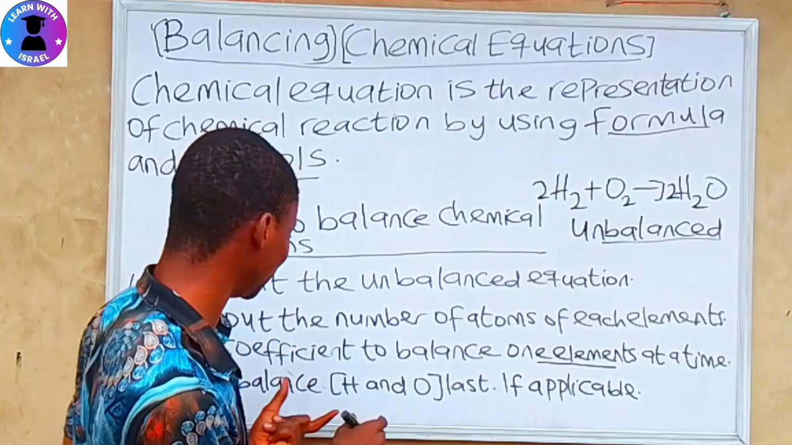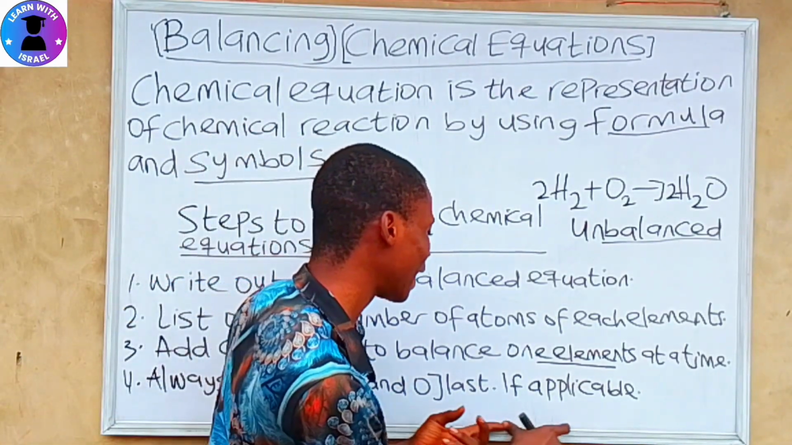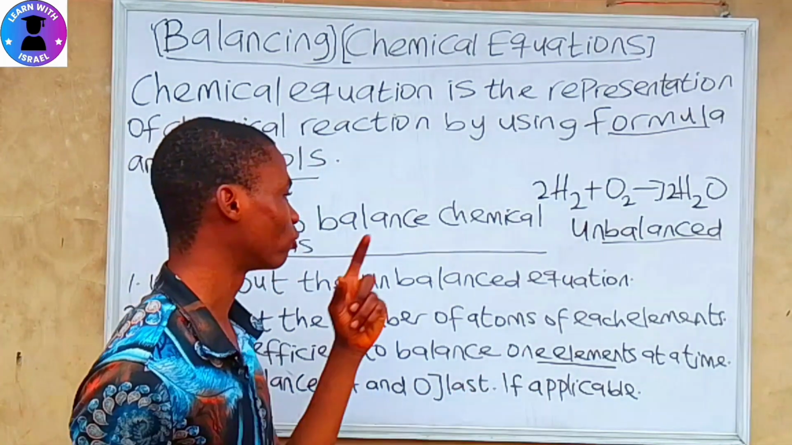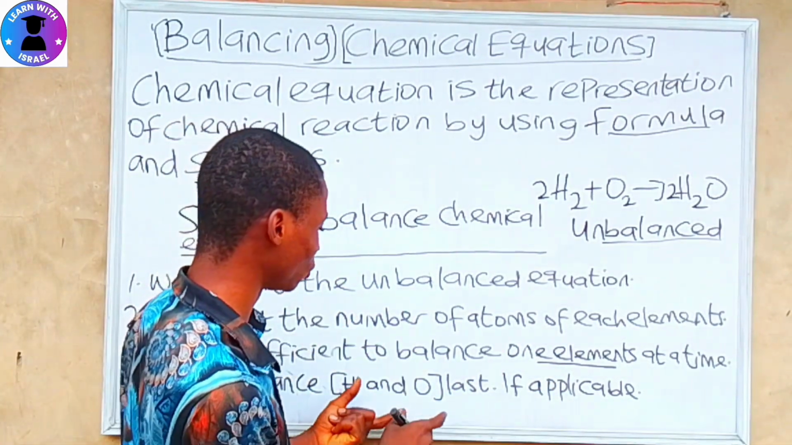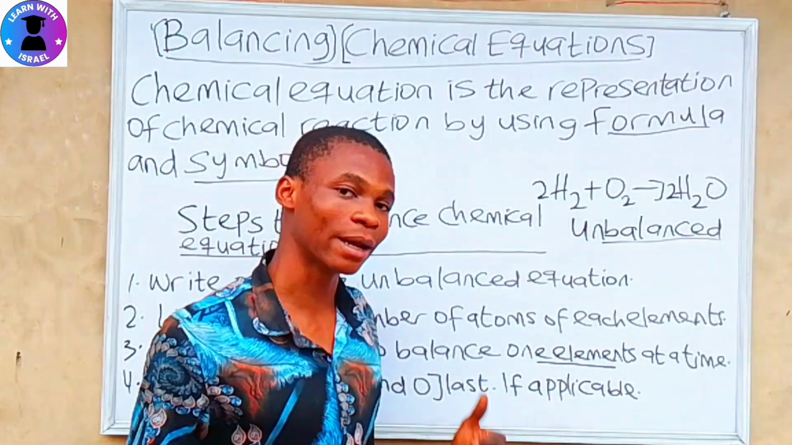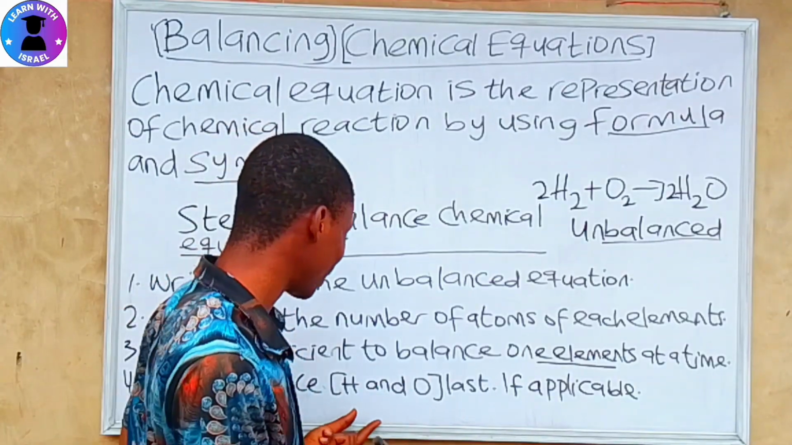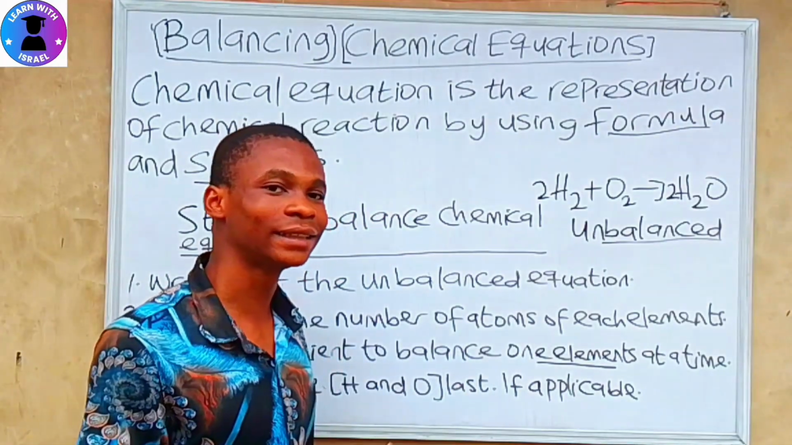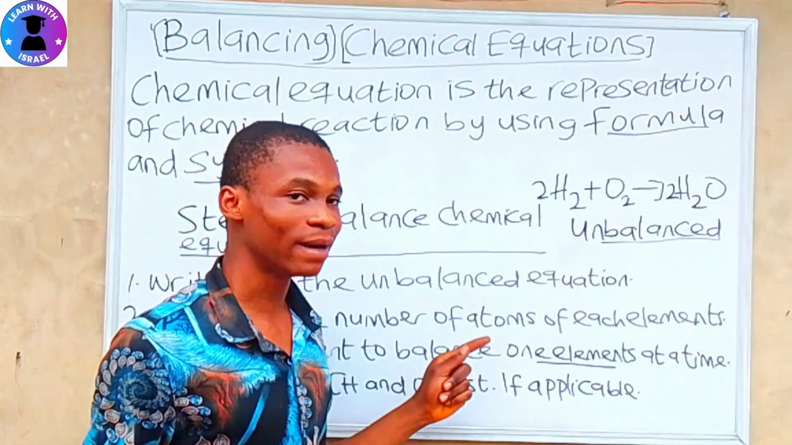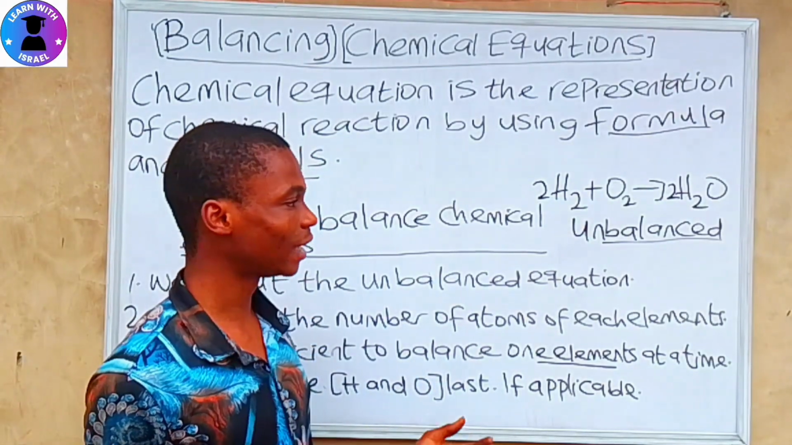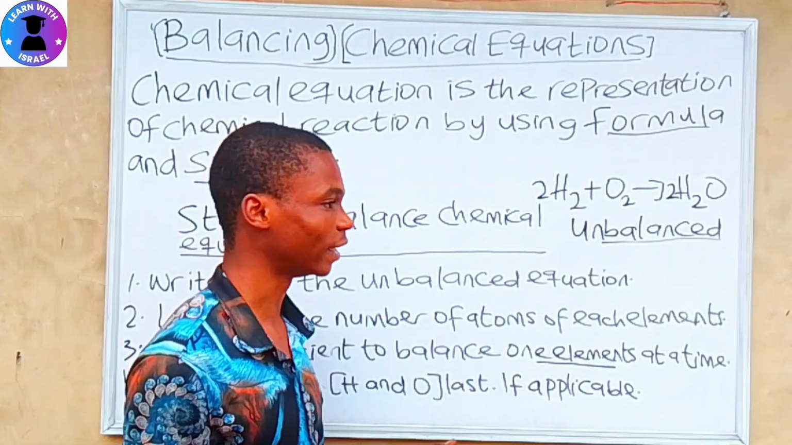So that's why this is also part of the steps to balance chemical equation, that once we are balancing chemical equation, you have to balance hydrogen and oxygen last and balance the other elements first.